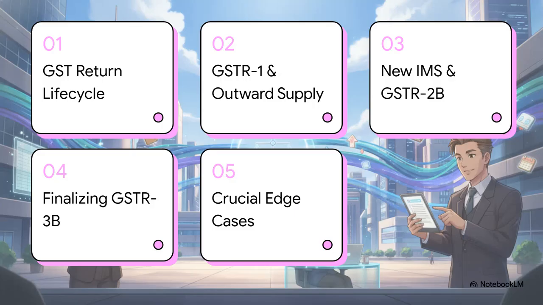Let's dive in. Here is a roadmap for today. We'll start with the overall GST return lifecycle, then zoom in on GSTR1 and outward supplies. From there, we'll unpack the massive new invoice management system, the IMS, and GSTR2B, see how it all converges in GSTR3B, and wrap up with some crucial edge cases. Let's get right to it.